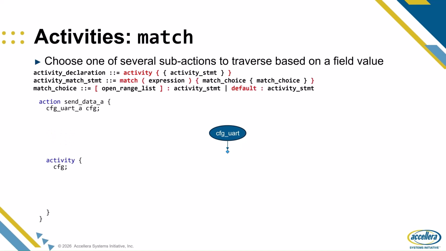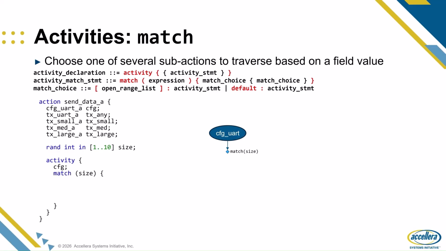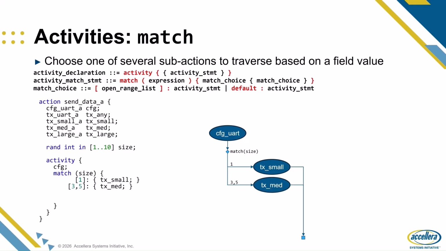The match statement is like a switch statement in C or a case statement in SystemVerilog. It lets you choose one of several branches based on a field value. Here we've got several different transmit action types and a random size field. The match statement will look at the size field and branch accordingly. When size equals 1, we take the TX small branch. When size is 3 or 5, we go to TX medium.